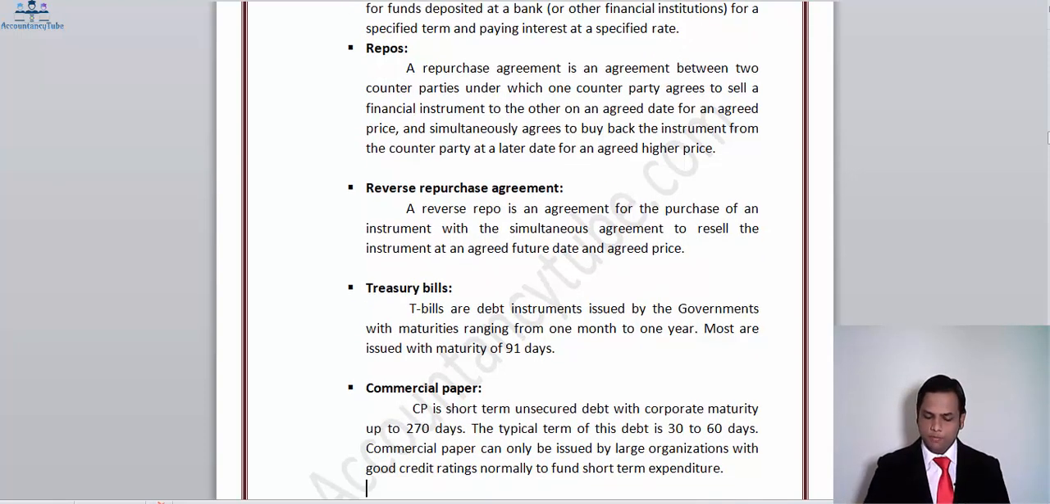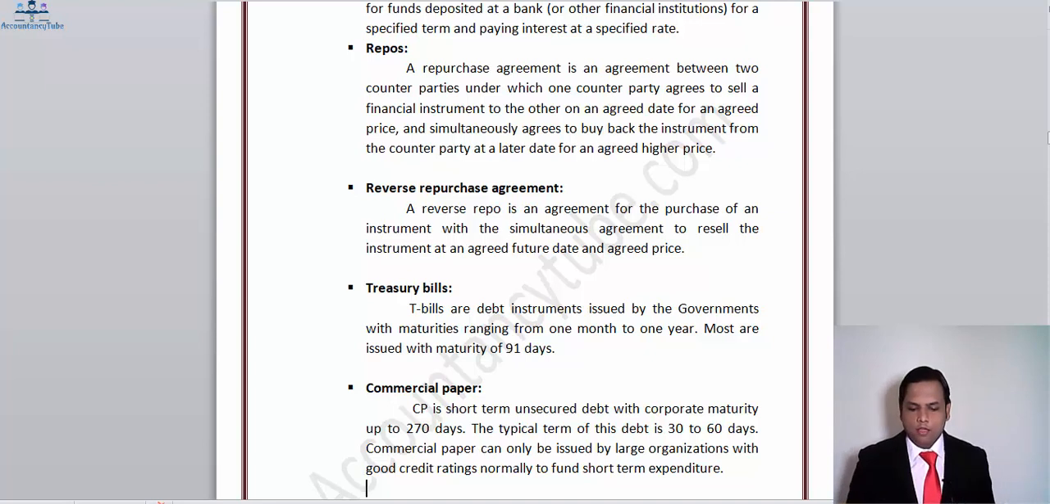Then we've got a reverse repurchase agreement. A reverse repo agreement is for the purchase of an instrument with a simultaneous agreement to resell the instrument for an agreed future date and an agreed price. It's basically the mirror image of repo. From a company's perspective, in the last area, I had made a repurchase agreement. From a bank's perspective, it is a reverse repurchase agreement.